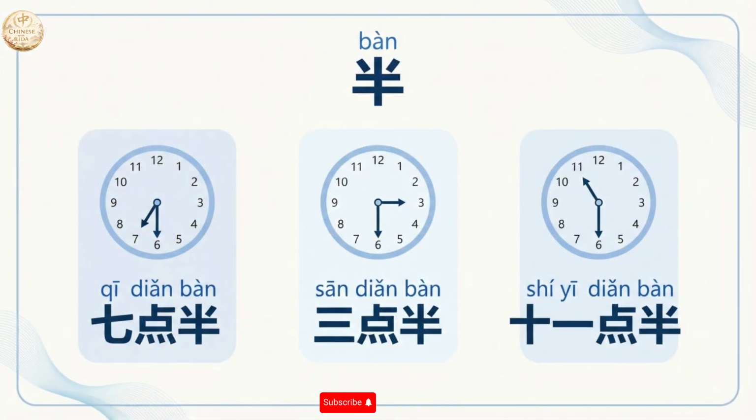Let's move on and now look at the hanzi ban. So ban means half in general, and in the case of expressing time, when we want to express half past some hour, we add ban. So let's look at the examples. 7:30 or half past 7, 7点半. Half past 3, 3点半. Half past 11, 11点半.